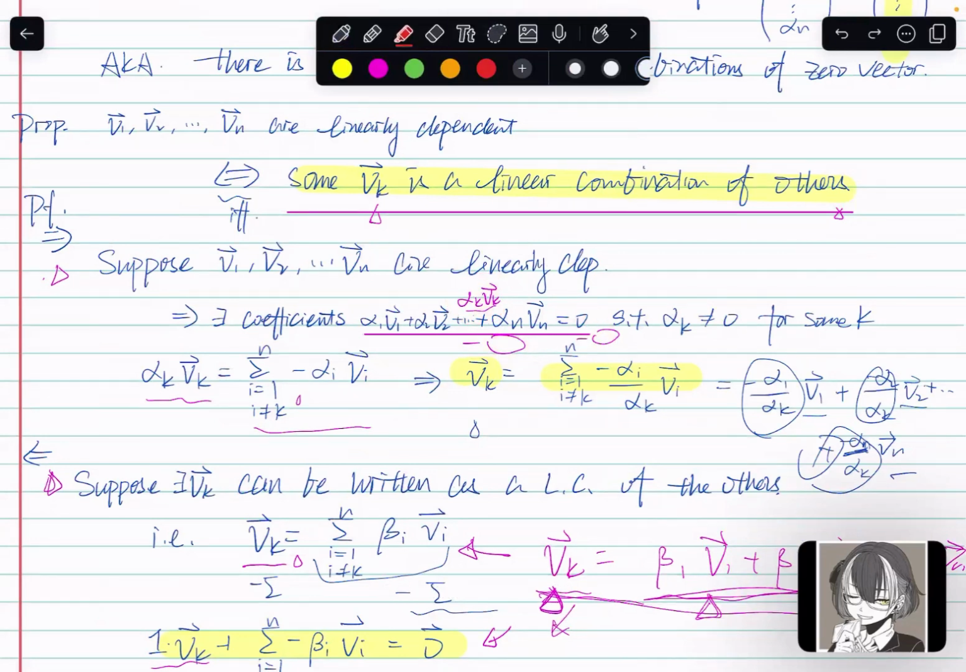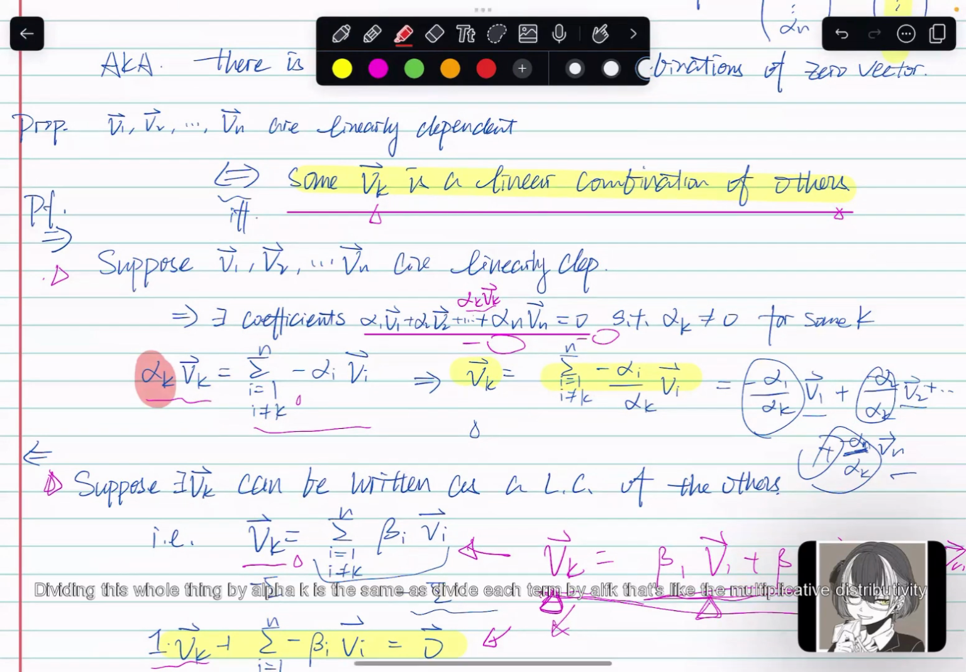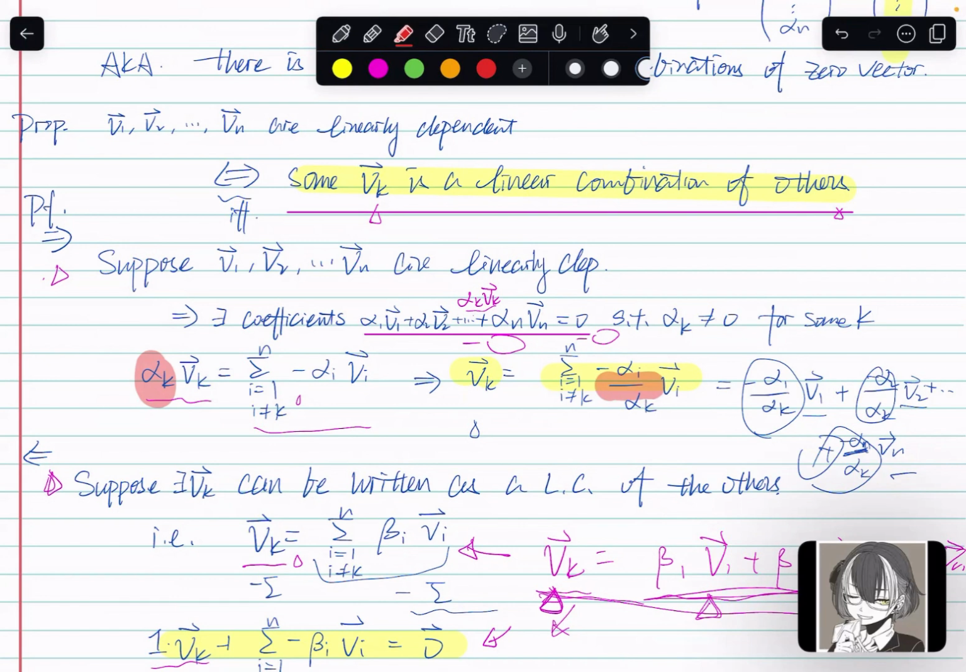So on the left side, we are left with alpha k Vk, and on the right side is everything else but negative. Okay, and this alpha k is just a scalar. I can divide alpha k on both sides. So dividing this whole thing by alpha k is the same as dividing each term by alpha k. That's like the multiplicative distributivity.